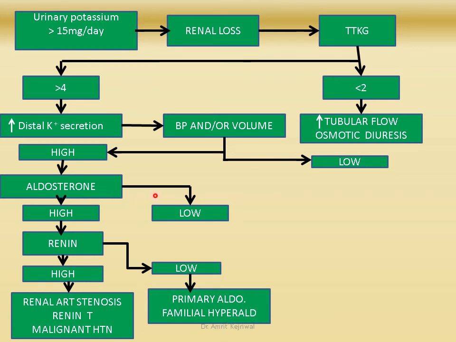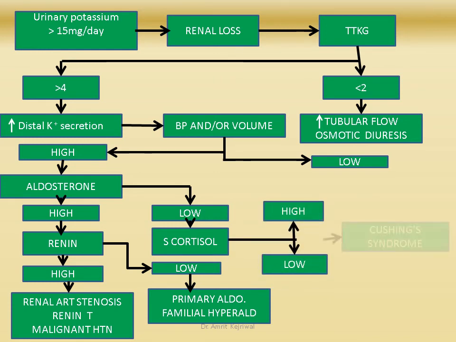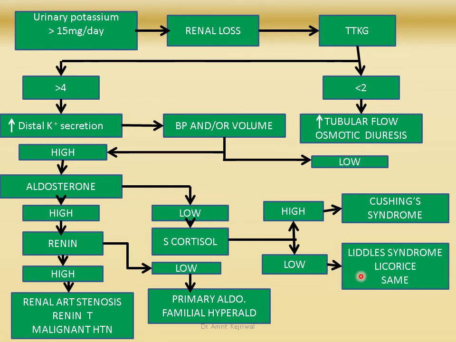Again, if aldosterone is low over here, then you do the serum cortisol. Again, serum cortisol may be high or low. If it is high, it indicates Cushing's syndrome. If it is low, it indicates Liddle syndrome, licorice, or syndrome of inappropriate aldosterone secretion.